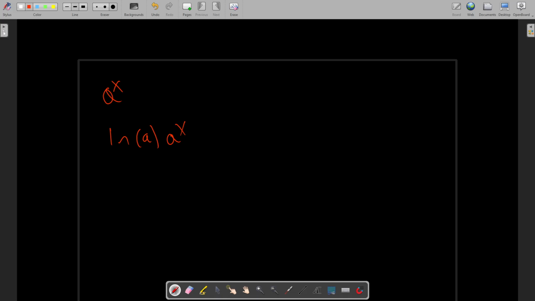The reason why this doesn't show up when using e to the x is because the ln of e is just 1. So it's just e to the x. And that's really the last rule I have here.